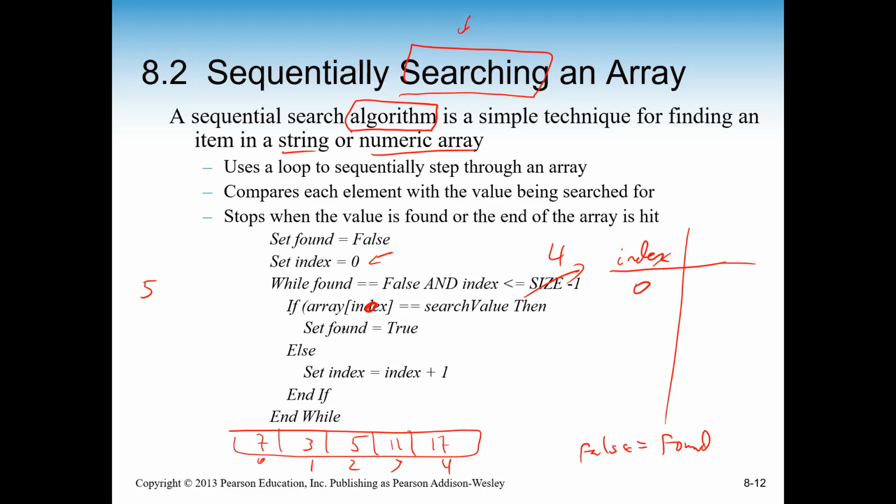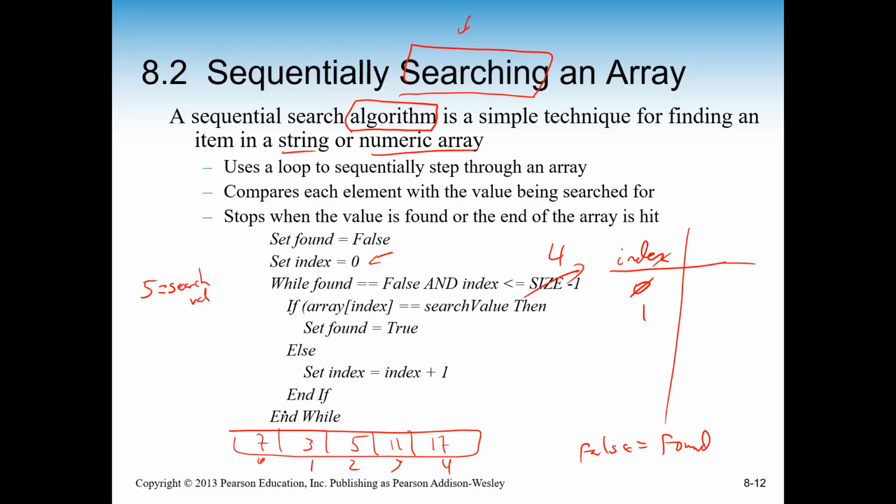This is currently 0. Is array 0 equal to the search value? Search value is this one. Is 7 equal to 5? No. Okay. So we don't do this one, right? And then instead we do this one. So what do we do there? Index is now 1.